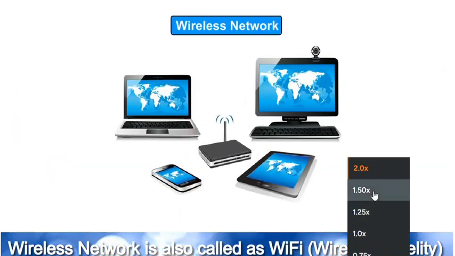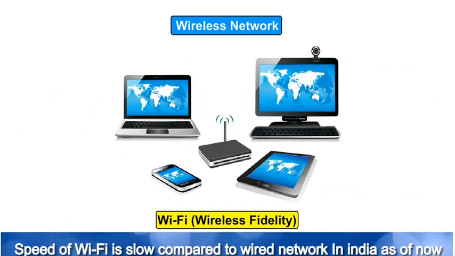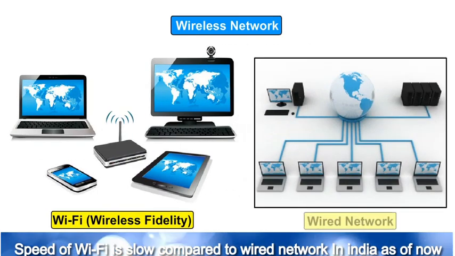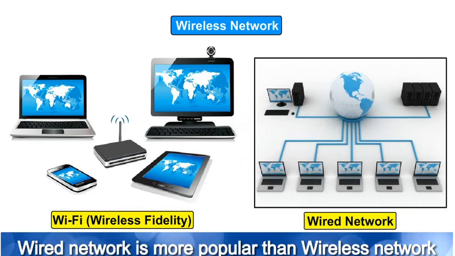Wireless network. Wireless network is also called Wi-Fi, wireless fidelity. Speed of Wi-Fi is slow compared to wired network. In India, as of now, wired network is more popular than wireless network.